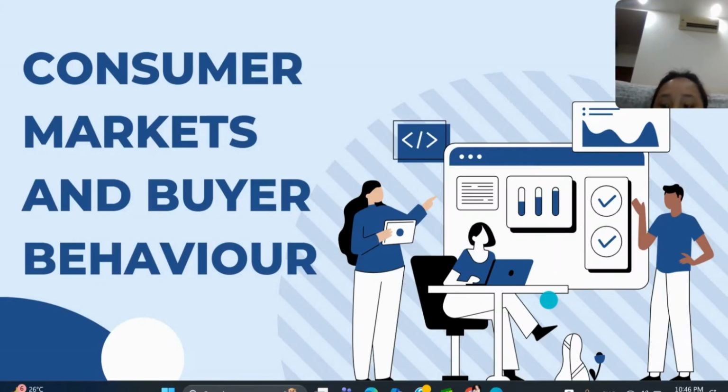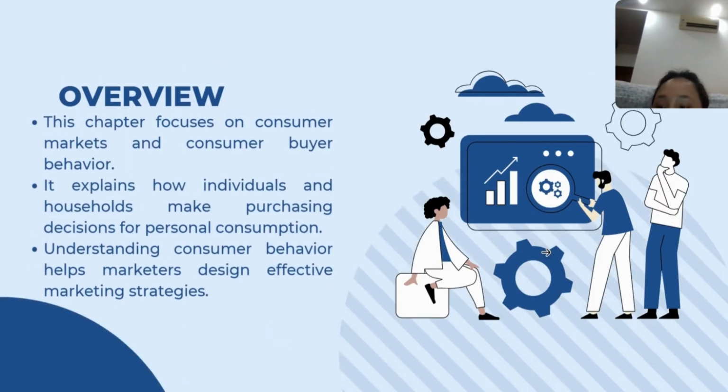Today I will present an overview of session 5.1, which focuses on consumer markets and consumer buyer behavior. This session helps us understand who consumers are and how they make purchasing decisions. By understanding consumer behavior, marketers can develop more effective marketing strategies.